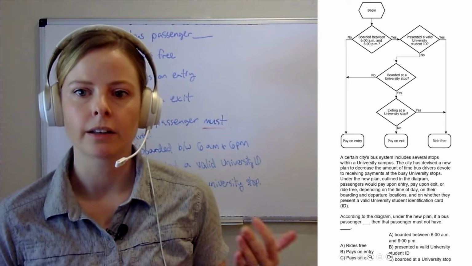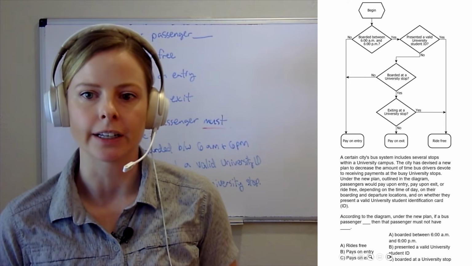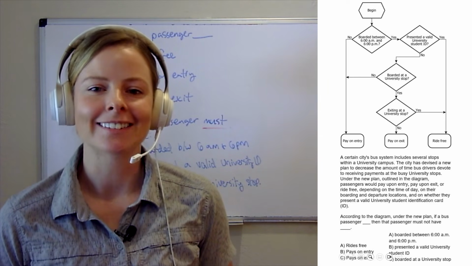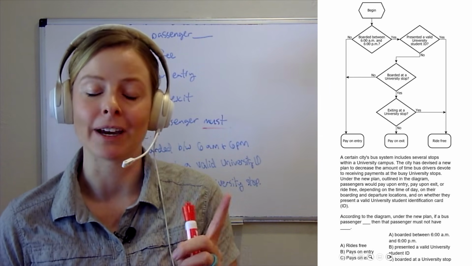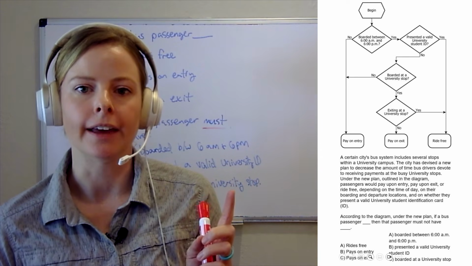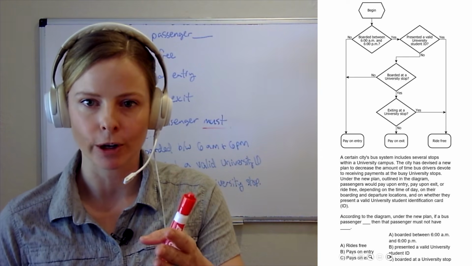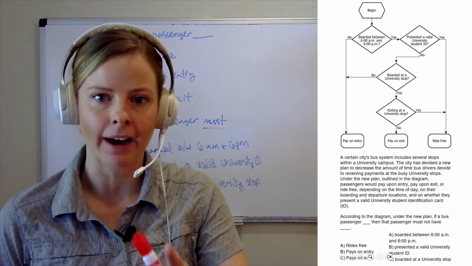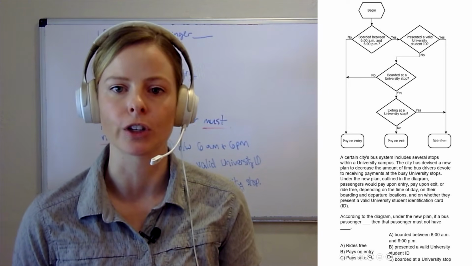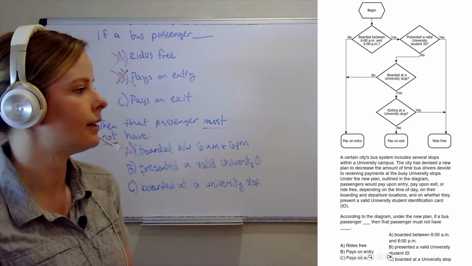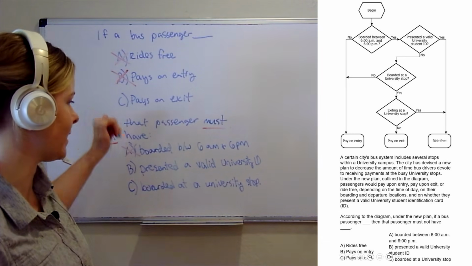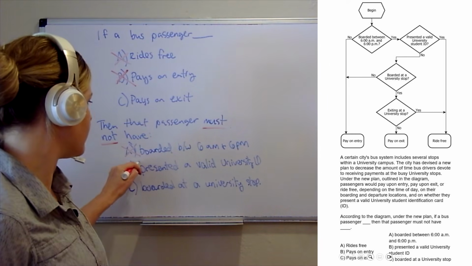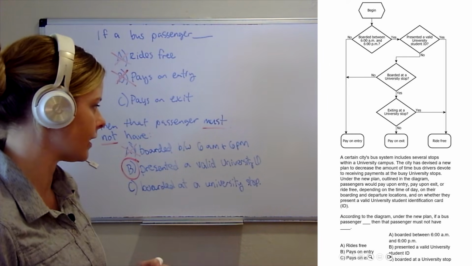To pay on exit, the passenger must not have presented a valid university student ID. Well, let's go ahead and look at our one pathway, right, the only thing that possibly works, and see what happens with the ID situation. You have to answer no, right? That's the only pathway, and it's a no on that university ID question. So in order to end up paying on exit, you just cannot present a student ID. So that is why B is going to be our correct answer.